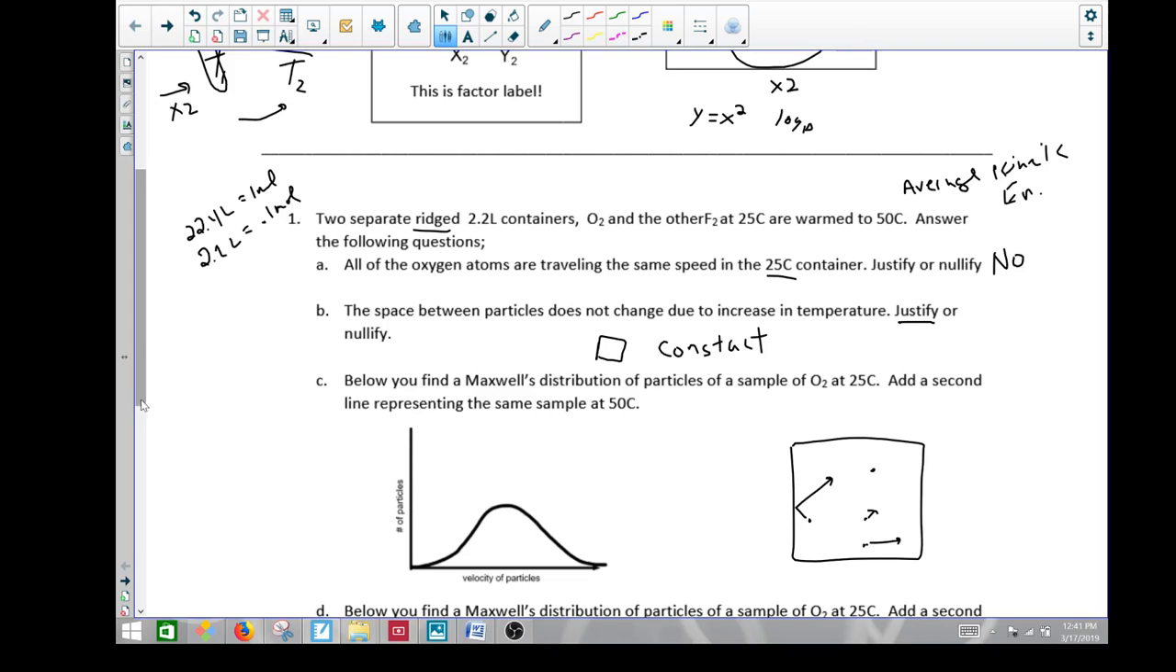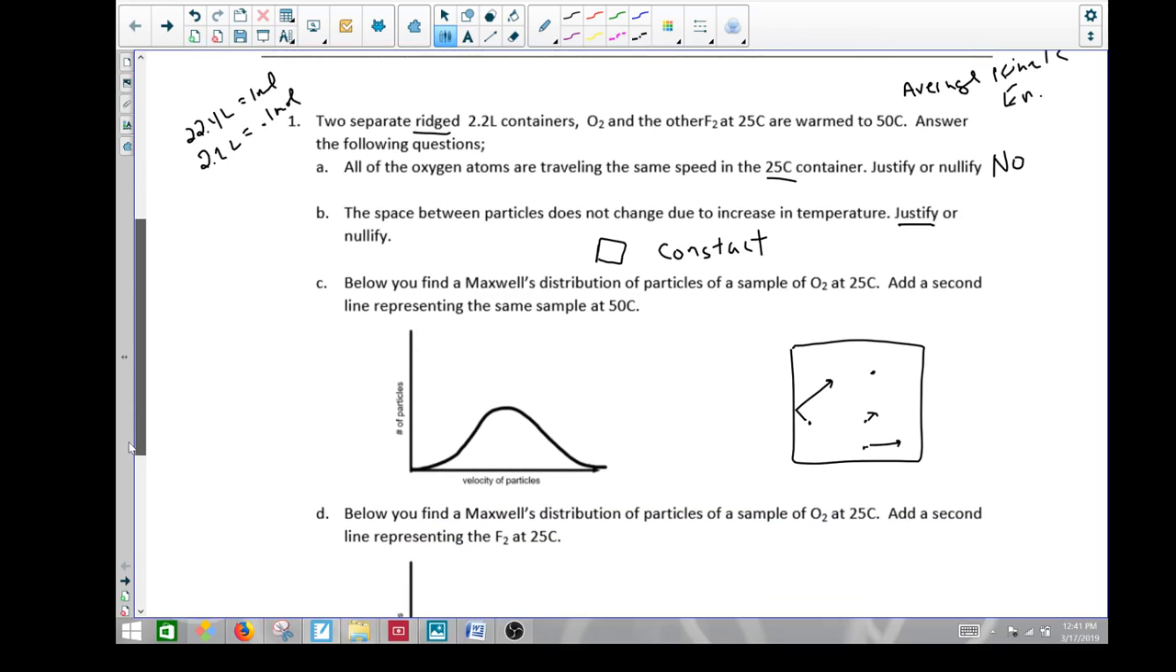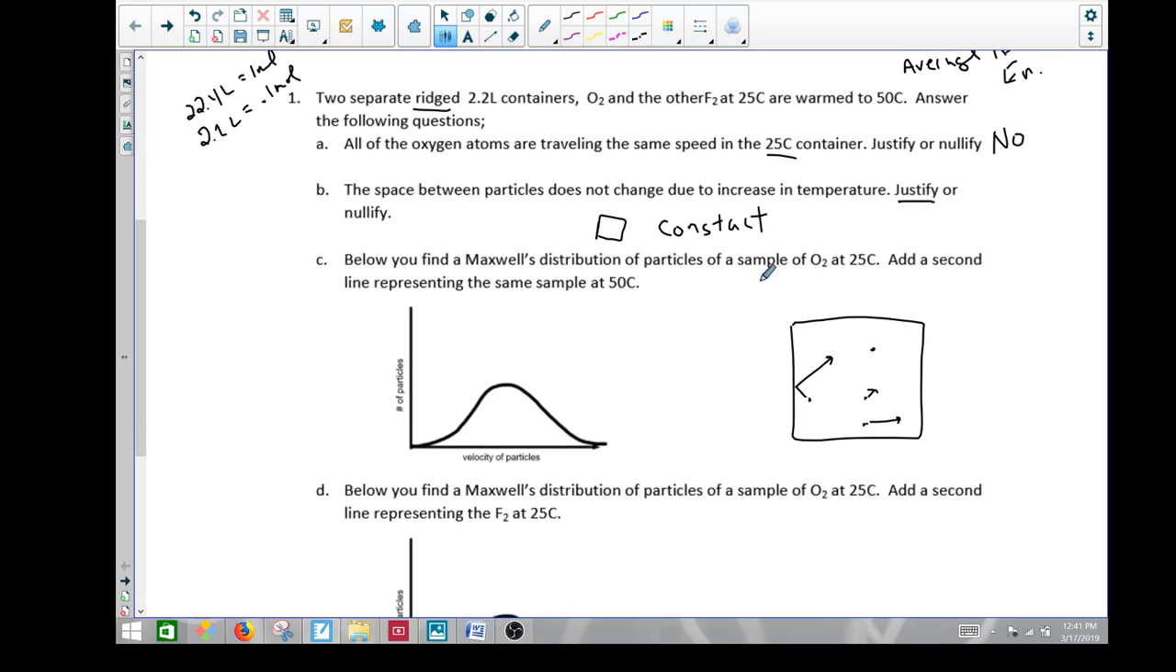Below, you'll find a Maxwell's distribution of particles of O2 at 25 degrees Celsius, and a second line representing 50. Again, as we go through this, of course, you're trying to pause the video and try on your own what it should look like. All right, so we have 0. There's always a particle axis, so we have to start at 0. And I know the particles on average will be traveling faster. I also know that the area under the curve represents the total number of particles, so I want this area to be conserved.